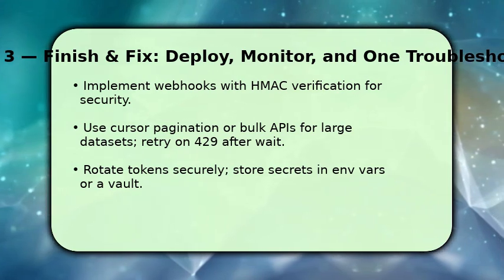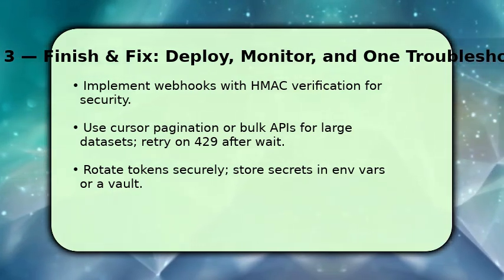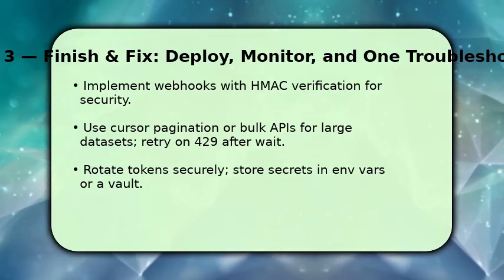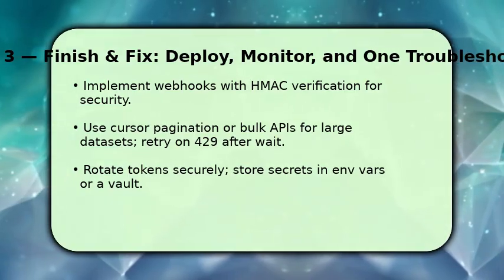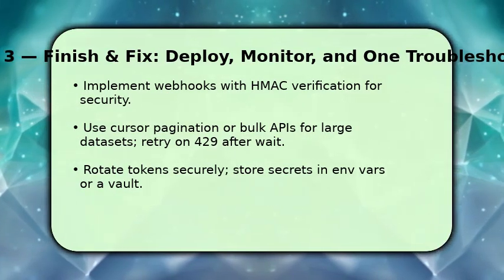Finally, rotate credentials regularly and store them in environment variables or a secrets vault. If something breaks, check HMAC, timestamps, rate limit headers, and ngrok tunnel status first. Those solve most.